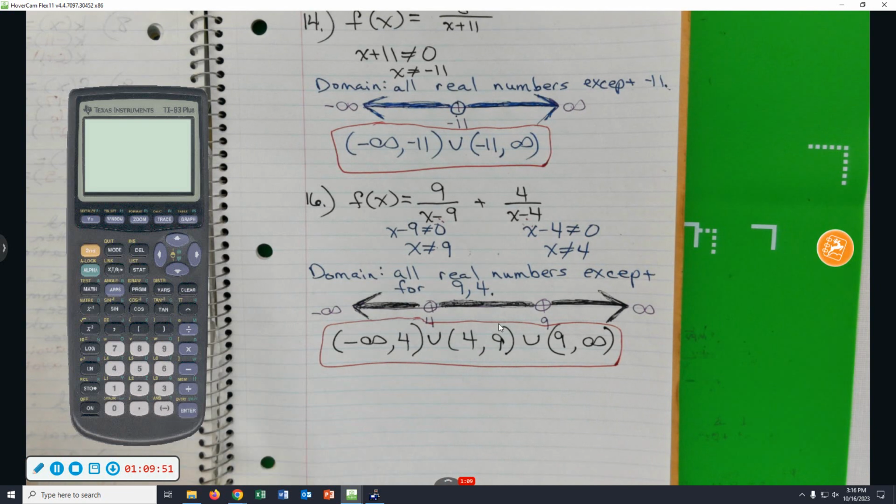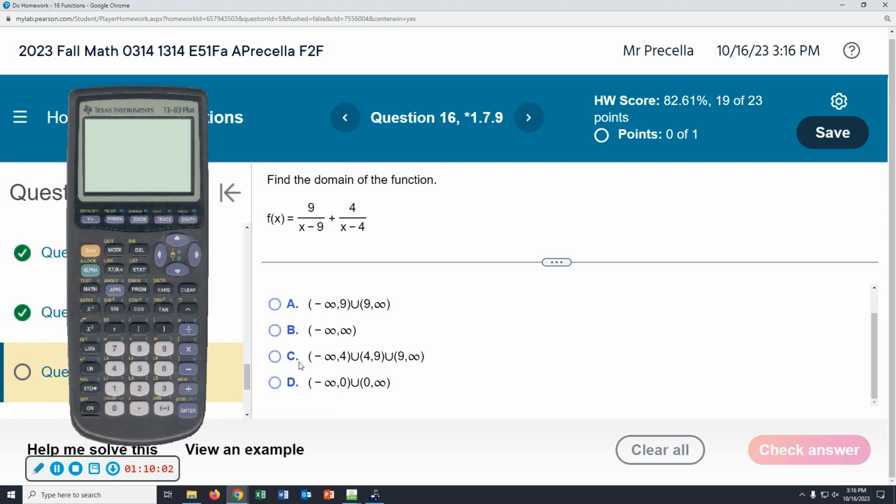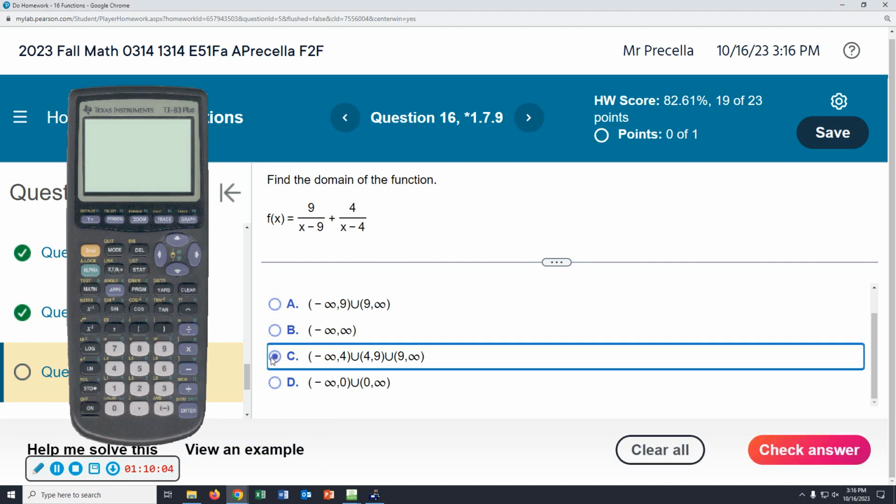So see how he's getting that, because on problem 19 it's going to be like 16, but it's not multiple choice. When it's multiple choice, A would be all real numbers except what? 9. They're just ignoring that second fraction. What about this one here? All real numbers except 0. D is 0. And those are wrong answers.